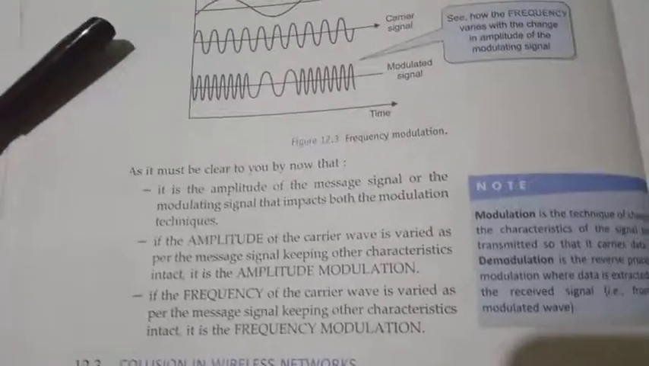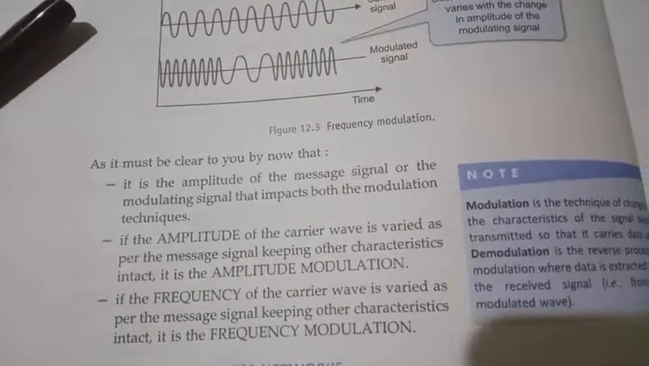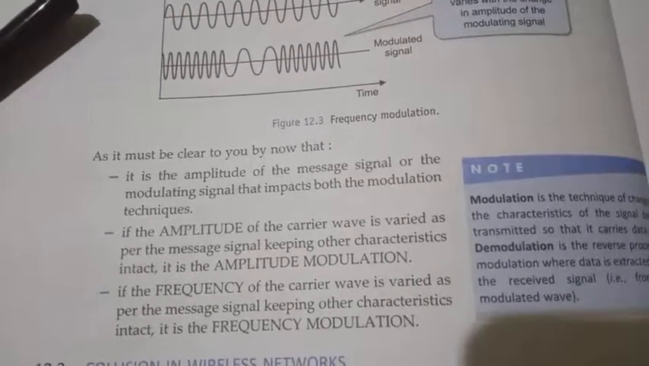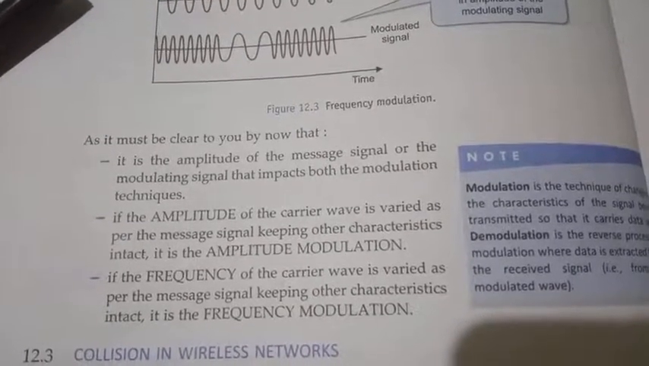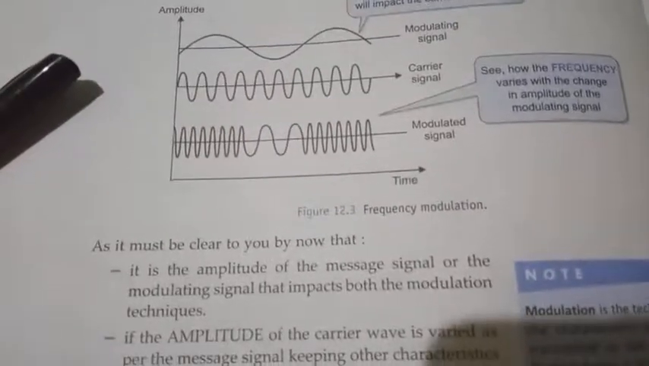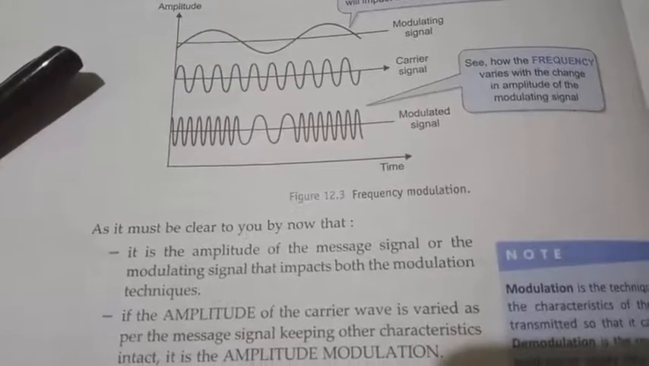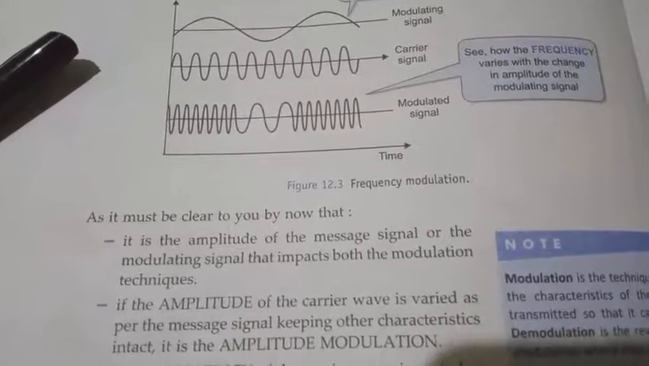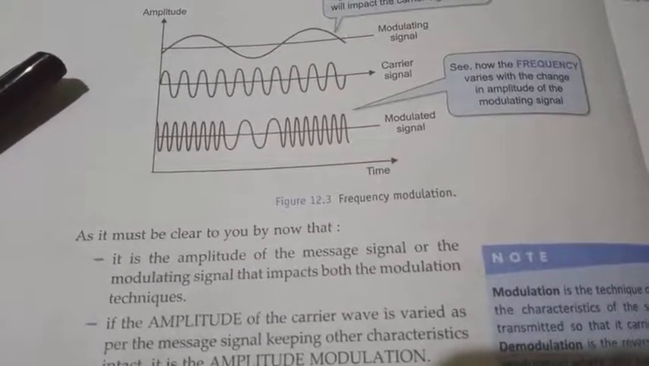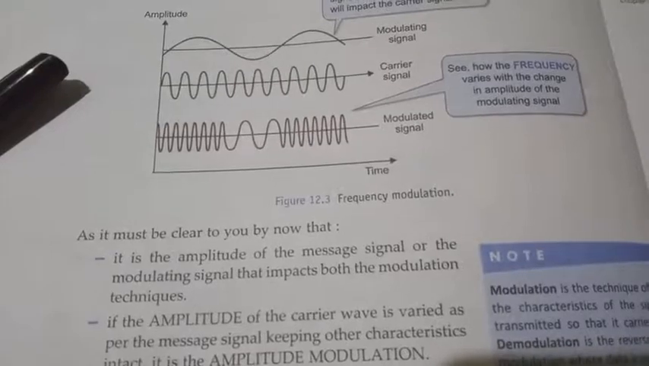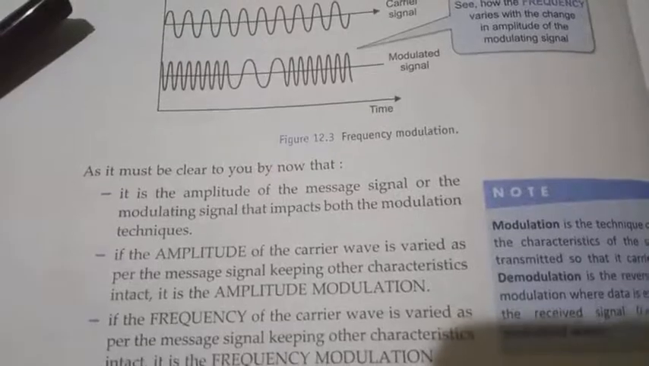So these are the important points we need to understand about amplitude and frequency modulation. First, the amplitude of the message signal or modulating signal impacts both modulation techniques. From the previous example we studied, when the amplitude increases, it affects both frequency modulation and amplitude modulation. In frequency modulation, when the amplitude is high, then the frequency is more. So in both cases it depends on amplitude.